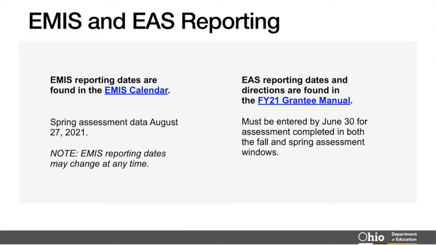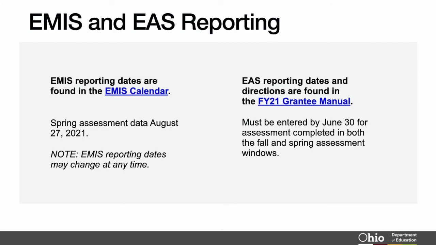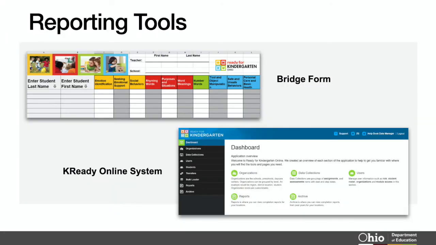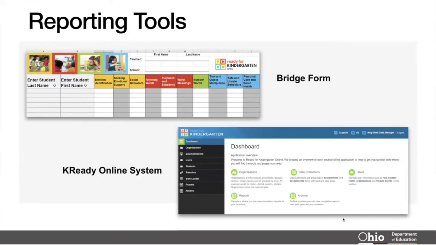be available May 24th. And for EMIS, your spring results have to be into EMIS by August 27th. So that gives you some time, but we encourage you to get that done as soon as possible so that you can check for any issues and do any cleanup that you need to. EAS must be entered by June 30th, and there's a different grantee manual that has some information about that if you need that. Let's talk briefly about each of those reporting tools and those methods.